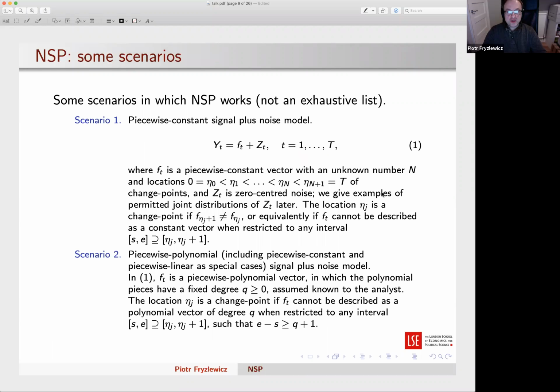Now, before I tell you in more detail how it works, let me tell you about the models it operates in. So there's a lot of text here. Don't read it all. Enough to say scenario 1 is where this function f_t is piecewise constant. And I observe it with noise z.